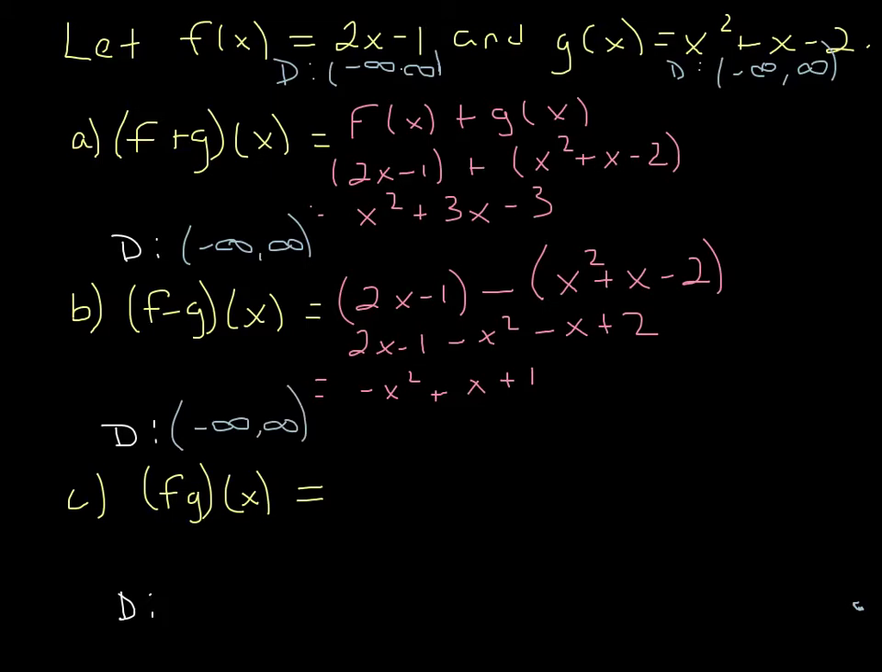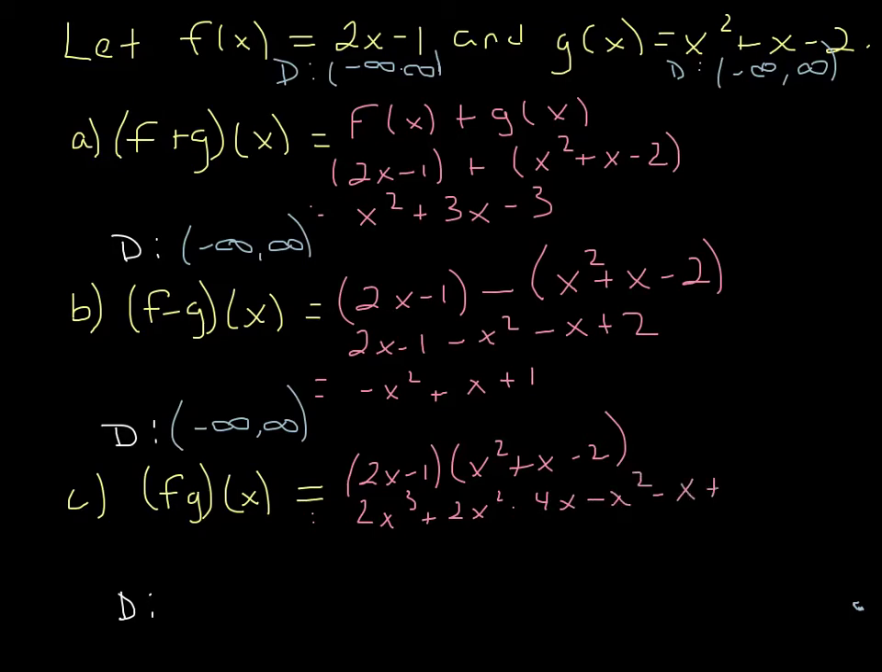Okay? So, part C, the product, f times g of x. Well, that simply says take f of x and multiply it with g of x. So we've got distributive property. We're going to have 2x cubed plus 2x squared minus 4x minus x squared minus x and plus 2. So our final function is 2x cubed. I've got 2x squared minus x squared, which is a plus x squared. Minus 4 minus 1 is minus 5x and plus 2. And again, our domain, negative infinity to infinity.